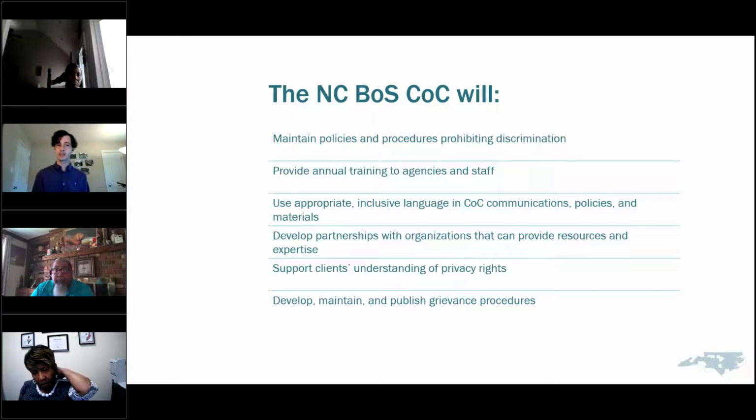We will provide annual trainings to the agencies and staff. Welcome, this is what we're doing right now. And we will use and commit to using appropriate inclusive language in all COC communications, policies, and materials. We will develop partnerships with organizations that can provide resources and expertise. We will support clients' understandings of privacy rights, and we will develop, maintain, and publish grievance procedures, which is part of what we will look at today.